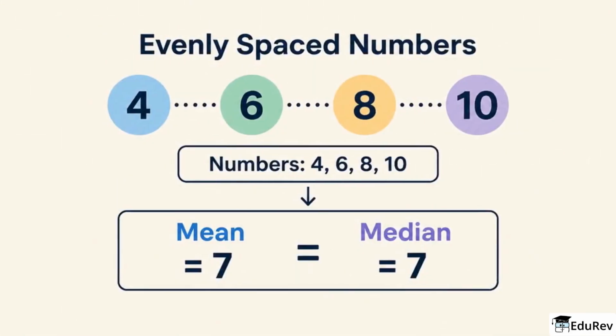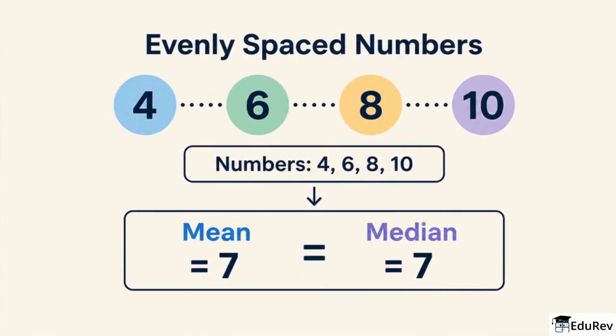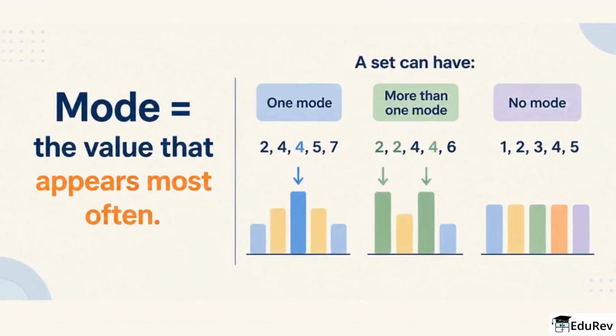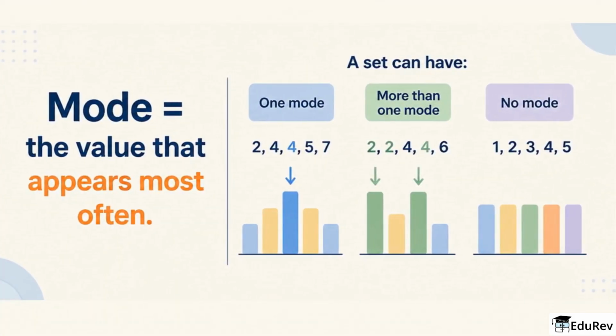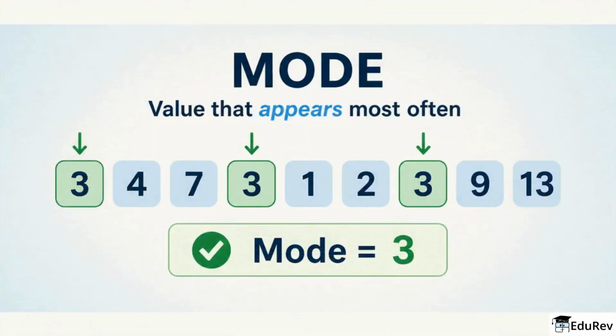When numbers are evenly spaced, the mean and median are equal. For example, for 4, 8, 10, 6, the mean is 7 and the median is also 7. The mode is the value that appears most often. A set can have one mode, more than one mode, or no mode. Example: in 3, 4, 7, 3, 1, 2, 3, 9, 13, the mode is 3 because it appears most often.